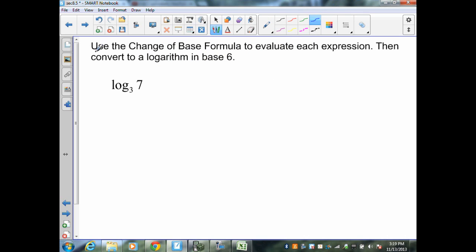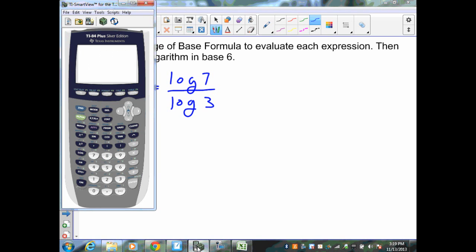In our first example, use the change of base formula to evaluate each expression, then convert to a logarithm in base 6. We have log base 3 of 7. I'm going to use the change of base formula to find out the value of this log. Therefore, I'm going to have the common log of 7 divided by the common log of 3. And now I can plug that into my calculator to get that value. I just have the log of 7 divided by the log of 3.